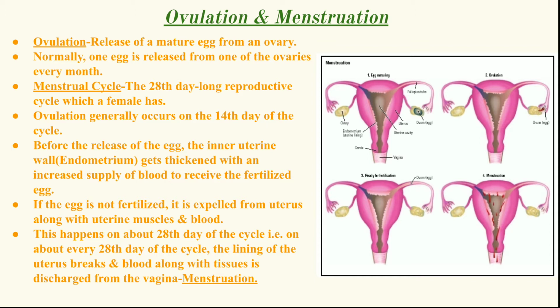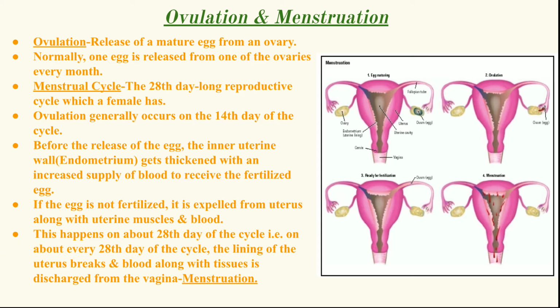See, here are the two ovaries. Now the egg gets mature, and in the second picture you can see that the egg is released and taken by the fallopian tube. In the third, through the fallopian tube the egg moves downwards into the uterus. Normally one egg is released from one of the ovaries every month. Alternately, the ovaries release their eggs.